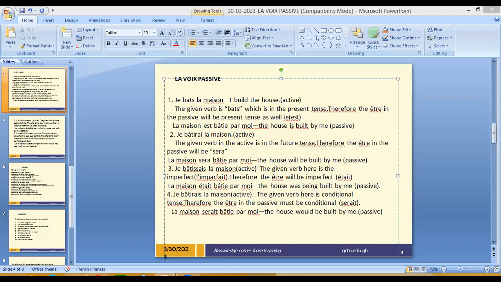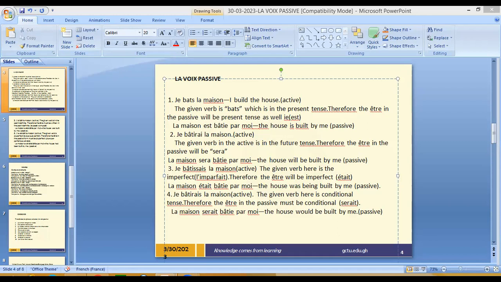Et je baptisais la maison. So you can see that the verb here, baptiser, is l'imparfait. Therefore, the être will be imperfect: était. Et on dit, la maison était bâtie par moi. The house was being built by me.